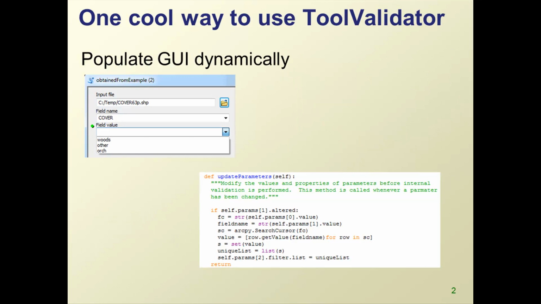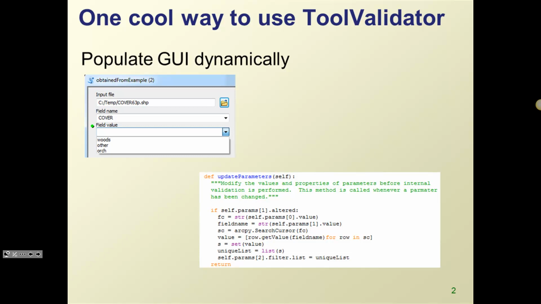The tool validator allows you to create a much more interesting and dynamic script tool. For example, suppose you want to allow the user to browse to a land cover file and then pick the field that represents the land cover. Well, the field name can be populated dynamically using the obtain from parameter property, so that the second box can be dynamically populated with the fields in the data that the user selects. But then suppose you want to get all of the land cover types in that field, and the values it has, and then allow the user to pick one of those values to do an operation on.